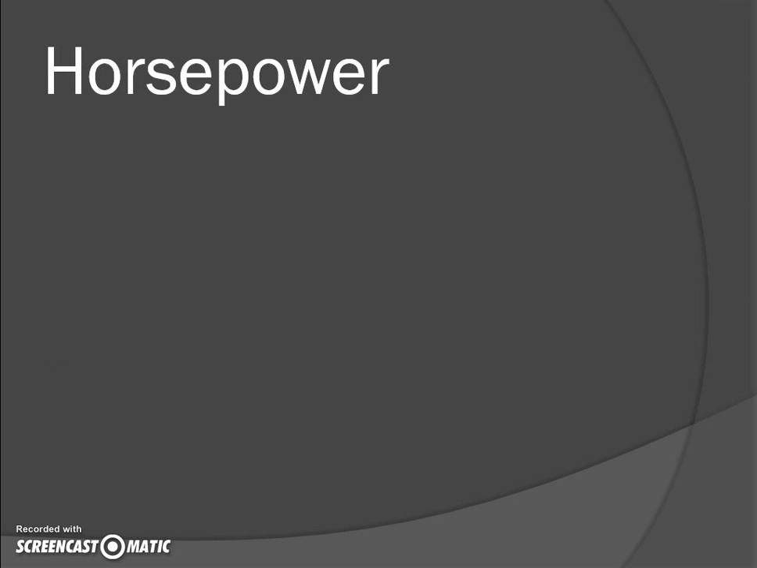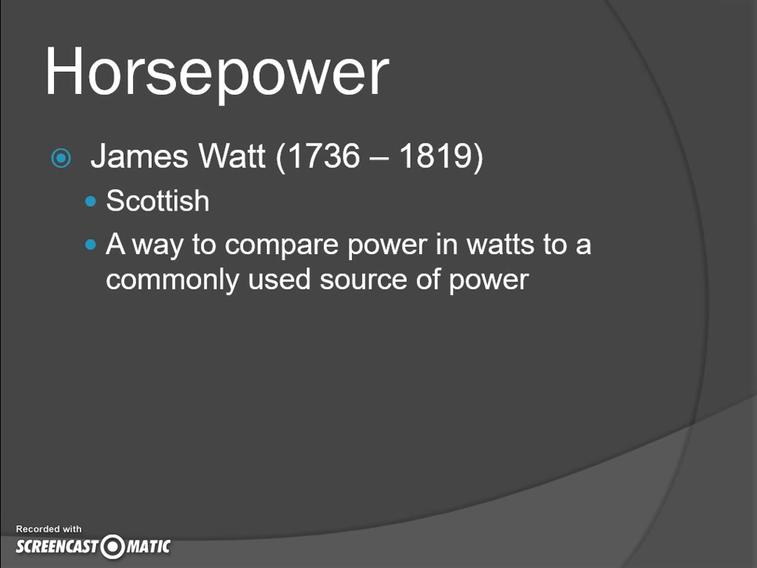Now, last thing is horsepower. Horsepower is a very common term, especially if you've looked at horsepower for cars, for lawnmowers, that type of thing. The person that came up with horsepower was James Watt. He actually gave us our units for power. He lived from 1736 to 1819. He was Scottish. What he wanted to do was come up with a way to compare power in watts, as far as electricity goes, to a commonly used source of power so that common people would understand just how much power something was using.